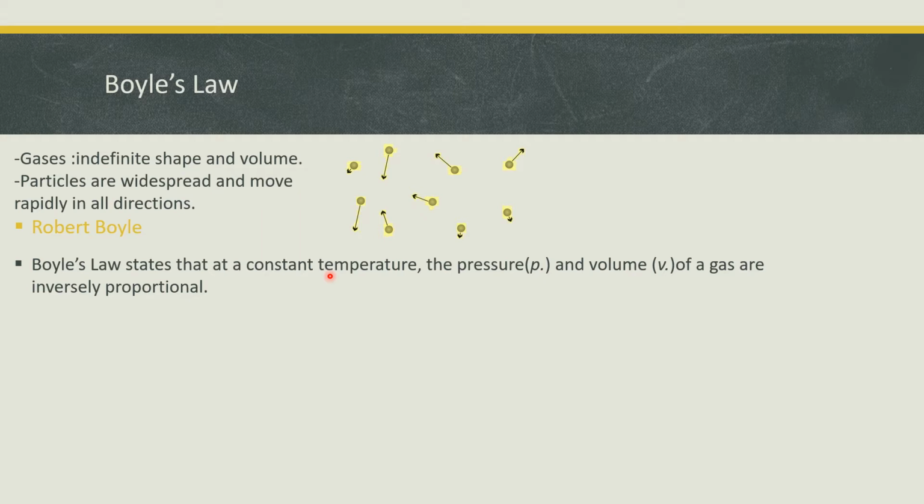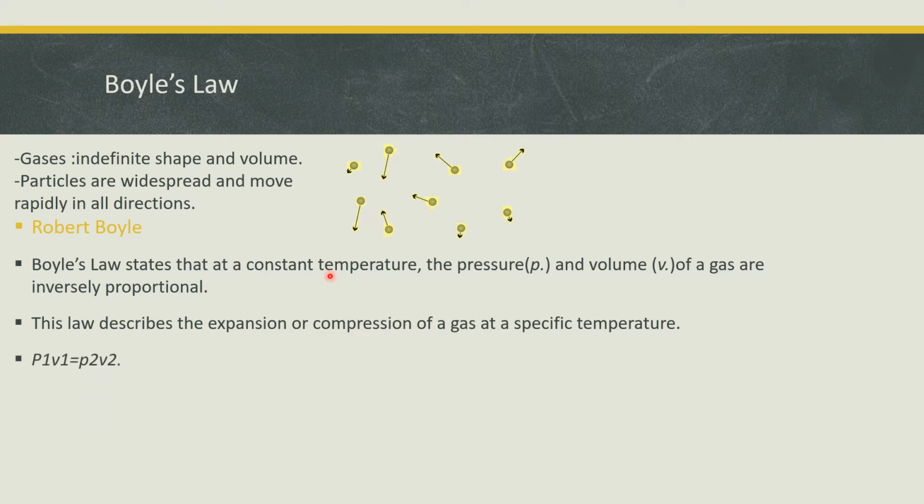Now, the term inversely proportional means that as one of the pressure or the volume increases, the other will decrease, and if one decreases, then the other increases. The law describes the expansion or compression of a gas at a uniform, non-changing temperature. The equation is P1V1 equals P2V2.